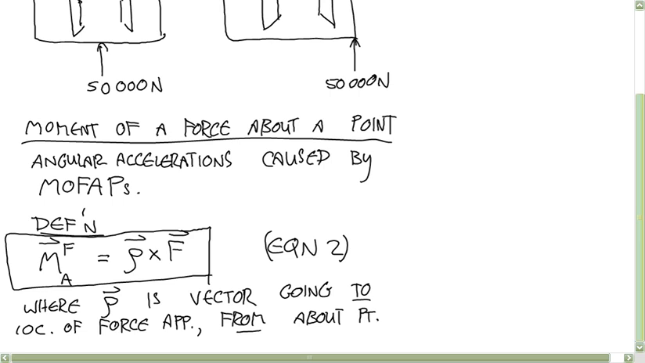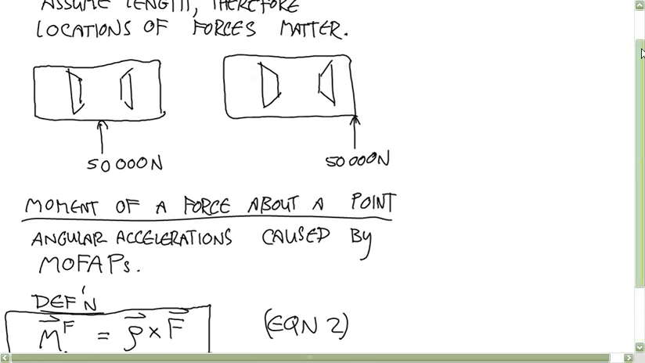Okay, so in this example, say that our about point, say we chose the center of the car as the about point, okay? Then this point right here is the location where the force is applied, right? That we don't get to choose. That's chosen by the problem itself.